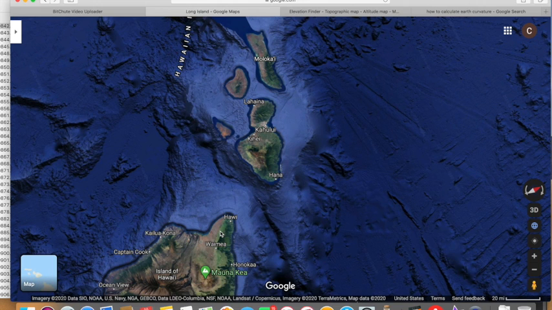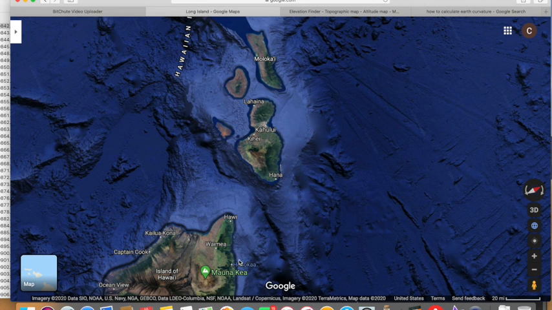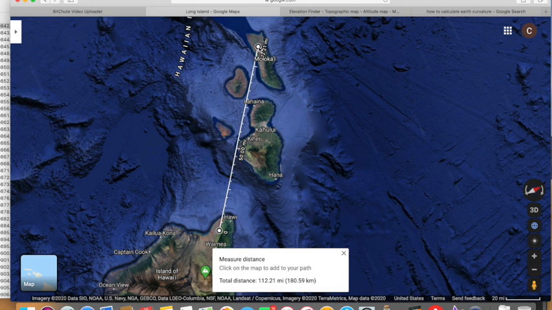Okay, so I'm about here, and I'm measuring about to here, because that's about the highest point on the low end of Moloka'i. So we get 112 miles. Okay, 112 miles, that's pretty far away.